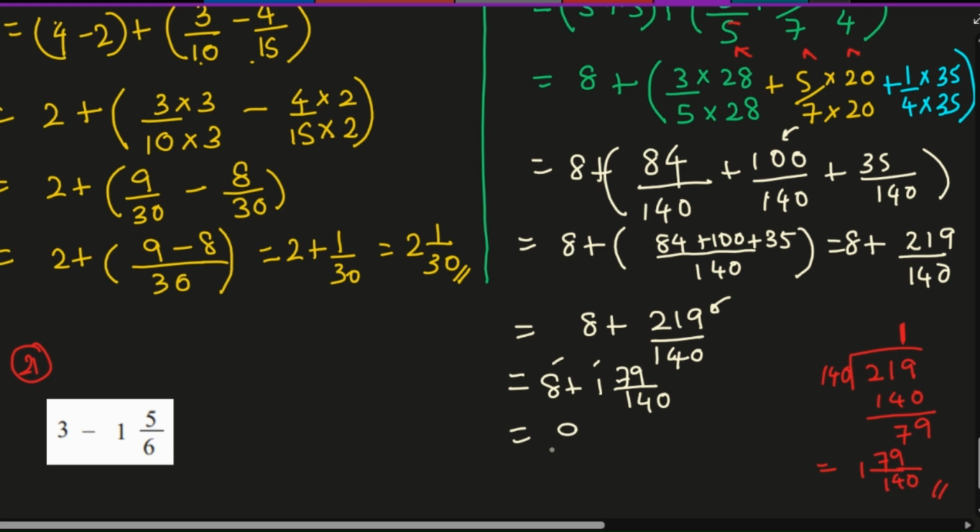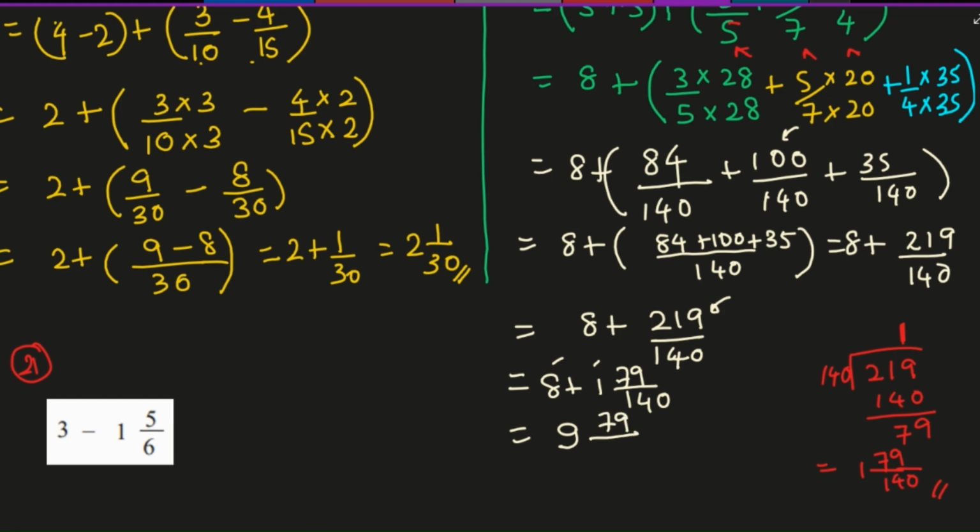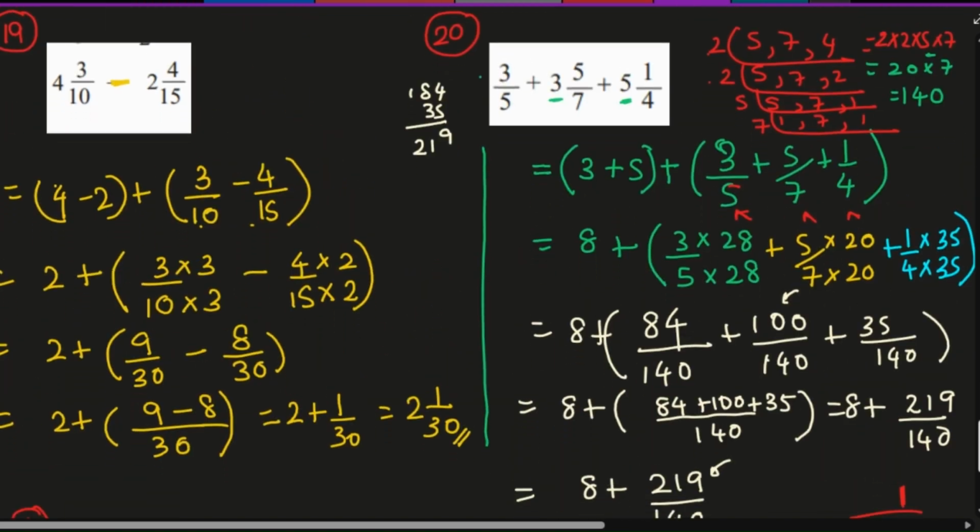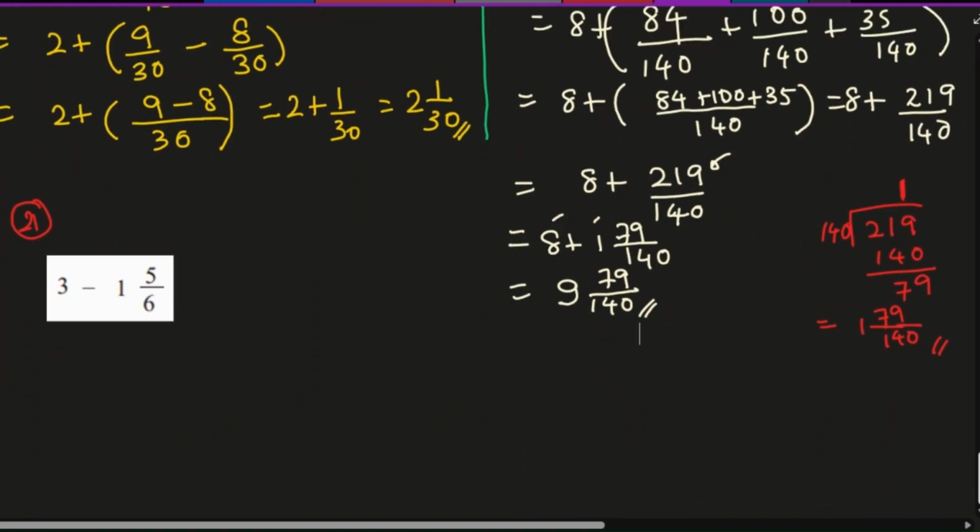Ooh, 9. This should be like plus. So I'm not putting it here. So I'm just writing the answer as 79 upon 140. Good question, right? Seems the calculations are a bit complex, but it's easy when you understand the concept.